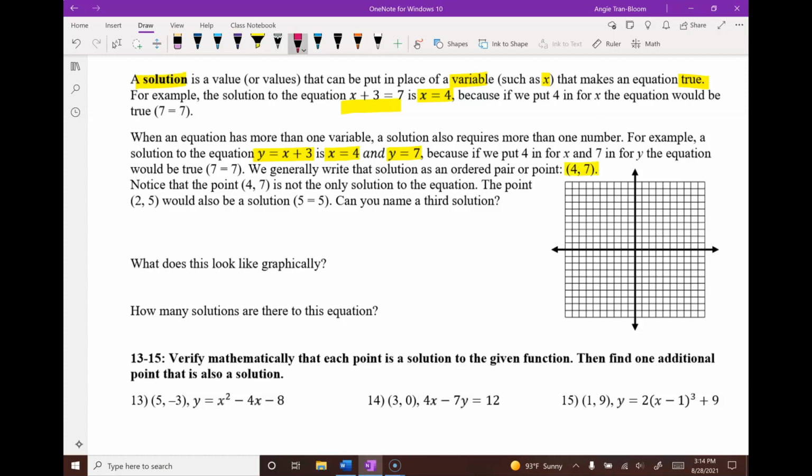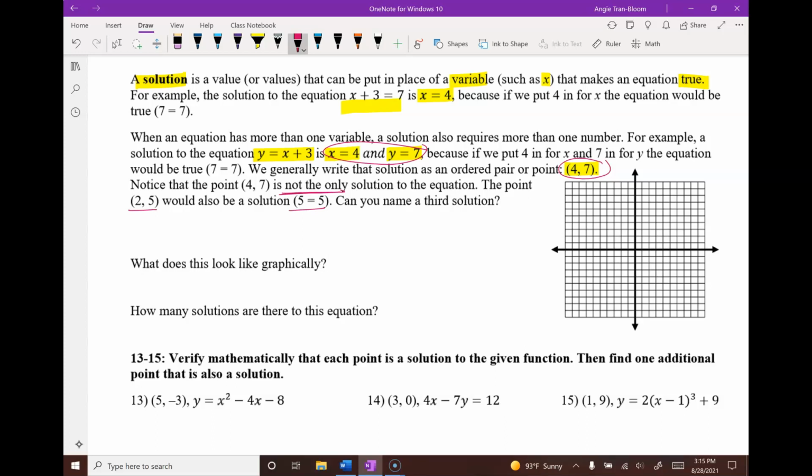So if we have x equals 4, y equals 7, we can write it as an ordered pair. Notice that the point (4, 7) is not the only solution to the equation. The point (2, 5) would also be a solution since it would make the statement true, or the equation true. Can you name a third solution?